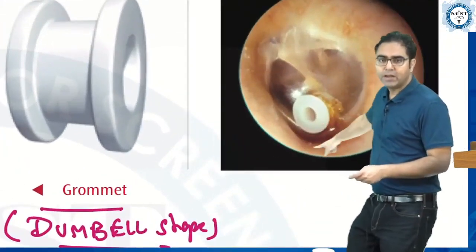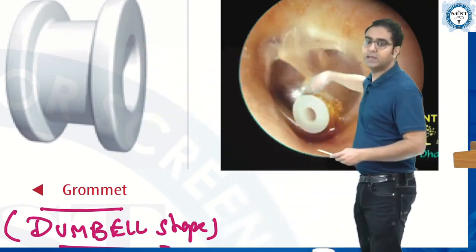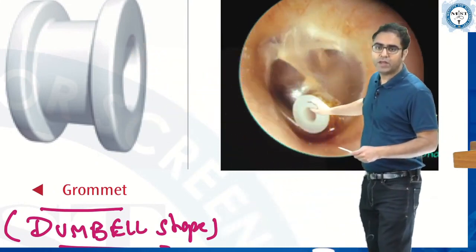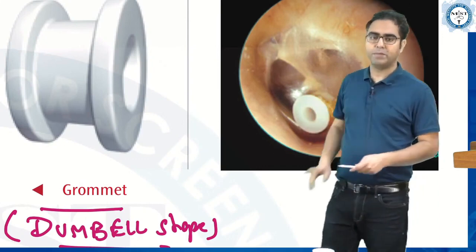Can you see this white ring-like thing? This is one part of it, beta. This ring is visible over there. The other part is inside, towards the middle ear side. So whenever you see a white ring-like thing in the tympanic membrane, mark what it is. It is a grommet, beta. Grommet.